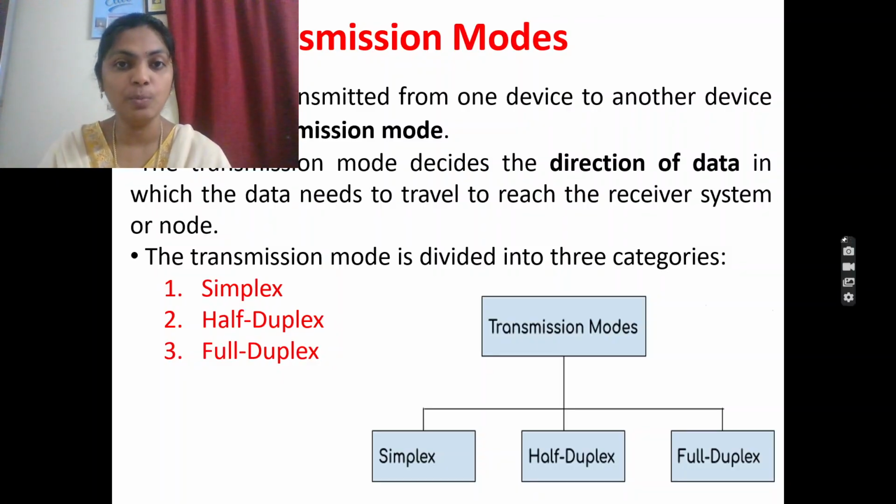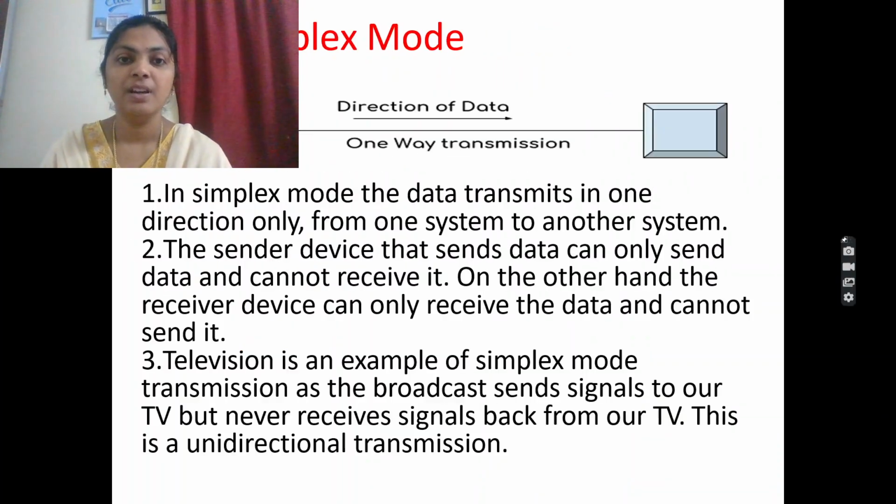The transmission mode is divided into three categories: simplex, half duplex, and full duplex. Let us see them in detail. First is the simplex mode.